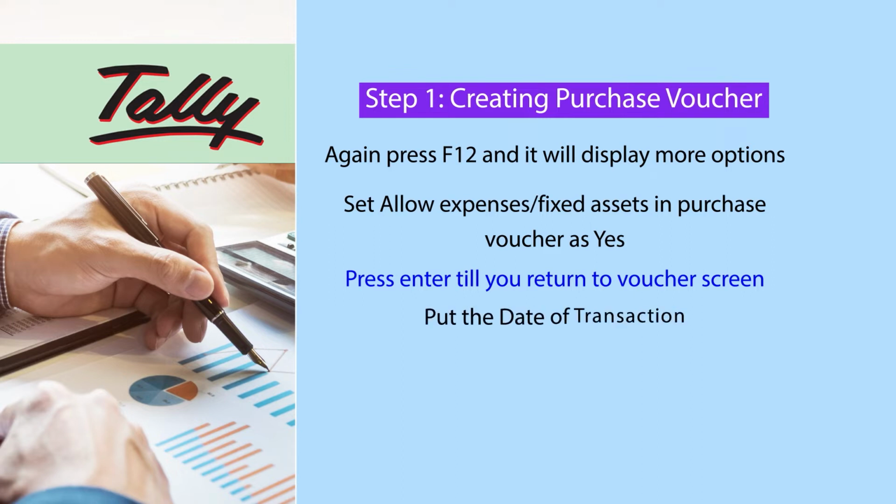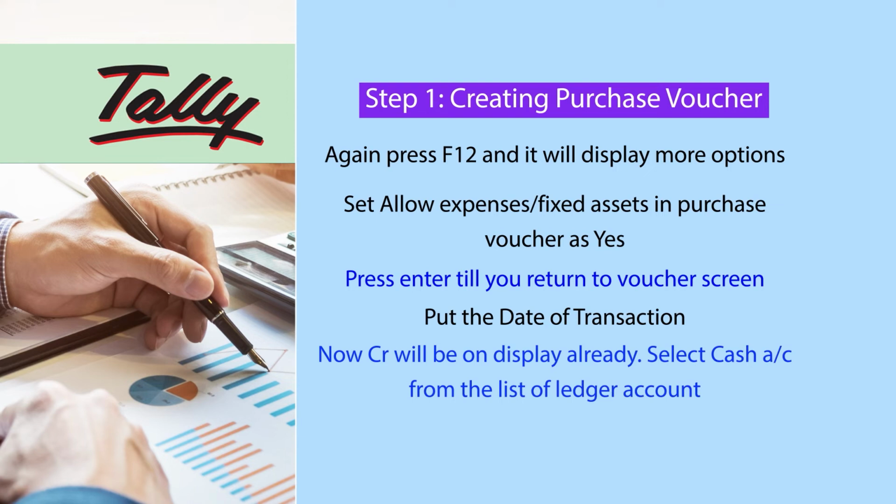Put the date of transaction. Now credit will be on display already. You can't change credit here and convert it into a debit. By default, every voucher shows credit or debit automatically. Now select cash account from the list of ledger accounts. This list of ledger accounts is available on your right hand side. Now enter the amount rupees 1000 in the amount area and enter.